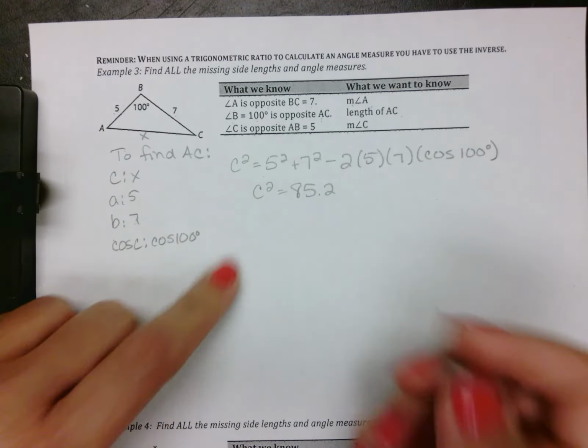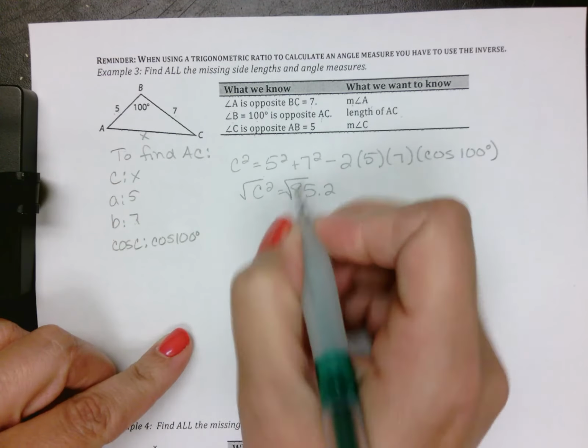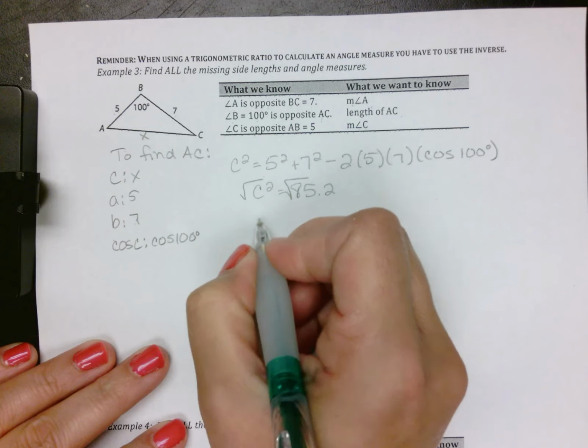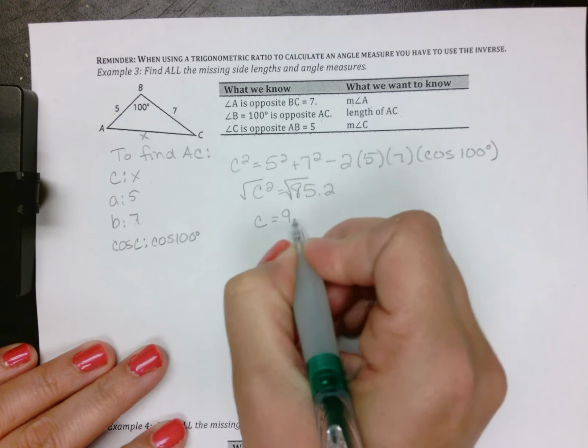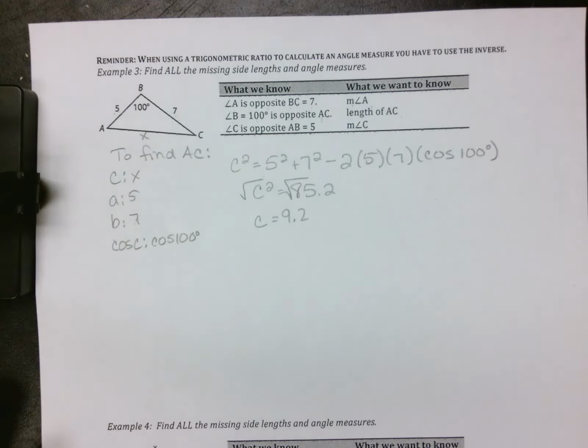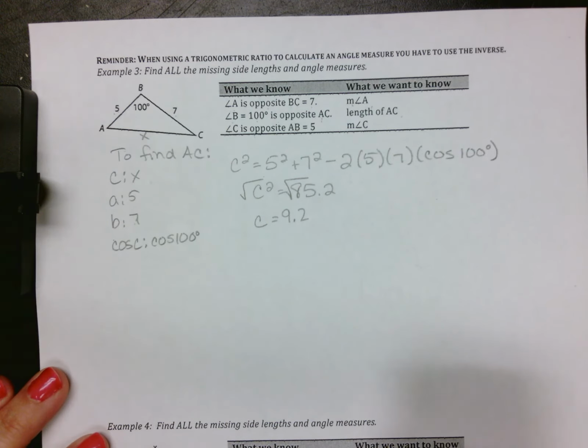I don't want to know the value of C squared. I want to know the value of C. So I do the square root of both of those things, and I'm going to round to the nearest tenth. So 9.2 is the length of AC. So now let's start looking for missing angle measures.